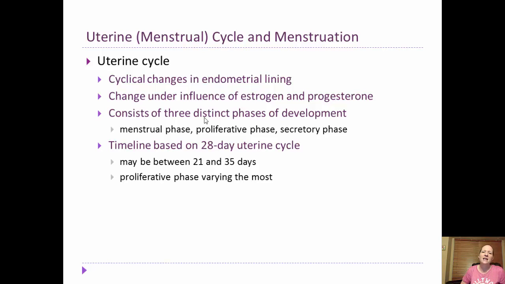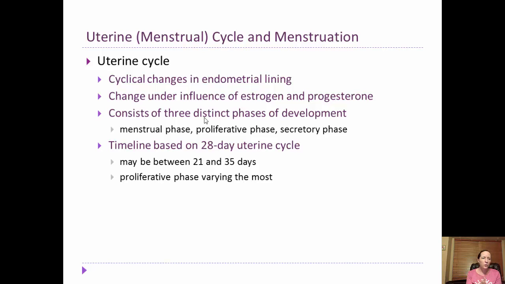So again, it's that 28-day uterine cycle. It can be anywhere between 21 to 35 days. No female is perfect, or some are, but it's very rare. So when it does vary, the proliferative phase is going to be the one that varies the most, or the menstrual cycle.